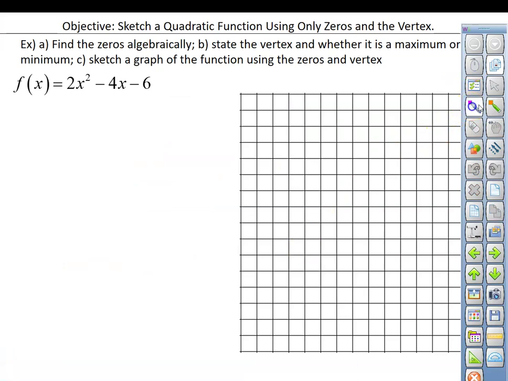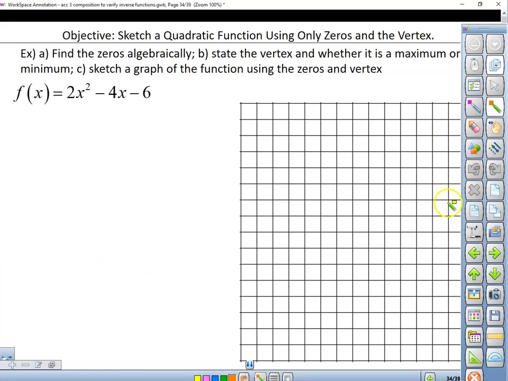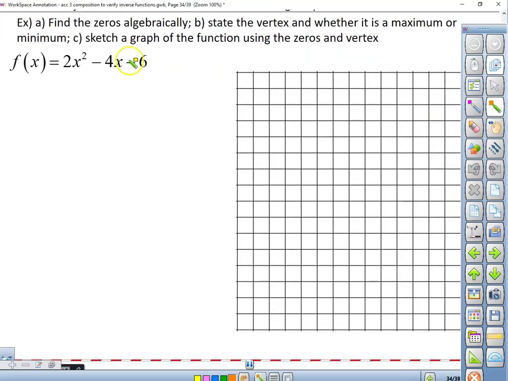All right, so here in our first example, we are going to find the zeros algebraically. We've done some work where we find them using the graph, but we're not allowed to do that here. We have to use our algebra. So this part, the work must be shown. We are going to state the vertex and whether it's a maximum or minimum. We'll need to do some work there too, because this is standard form. We'll have to calculate h and k. And then once we have our zeros and our vertex information, we will graph the function using those 3 points.